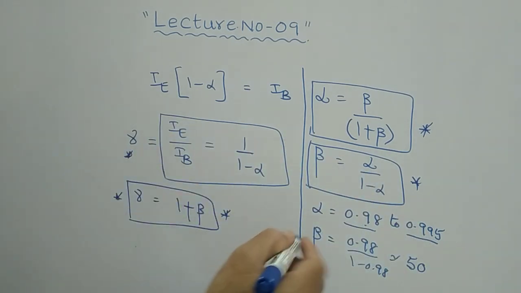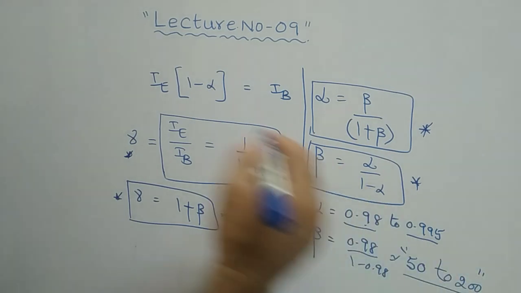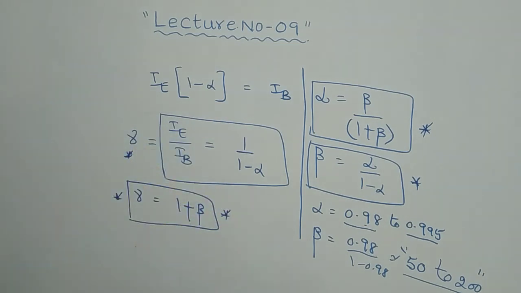So normally beta is the current gain in the CE configuration, and the minimum value is 50. Normally this beta varies from 50 to 200. Normally, the beta value varies from 50 to 200. So the current gain is more.